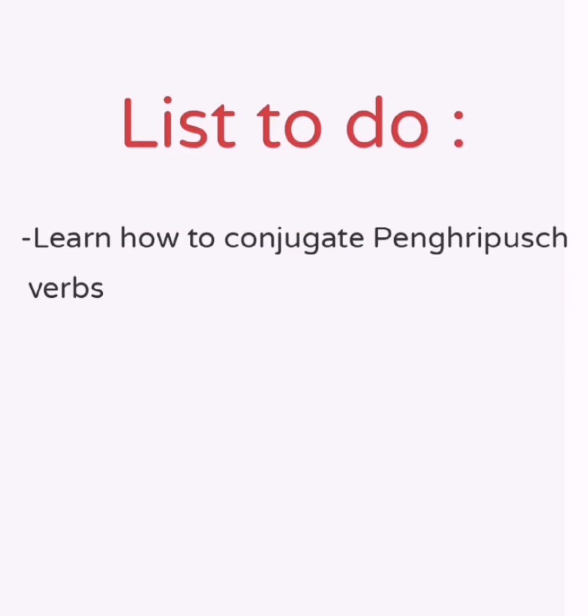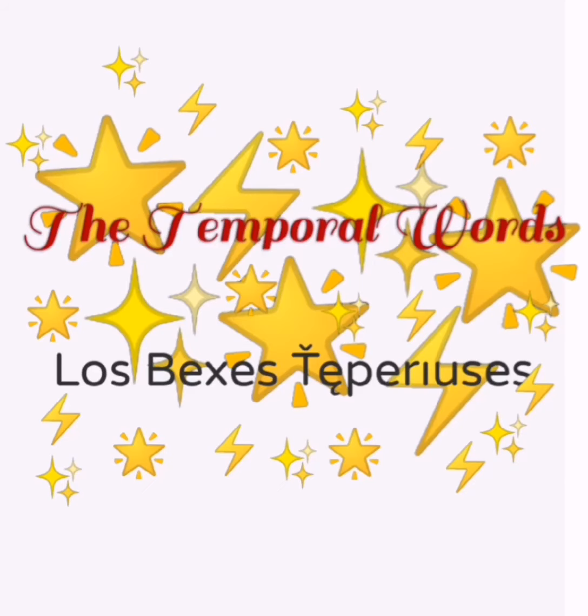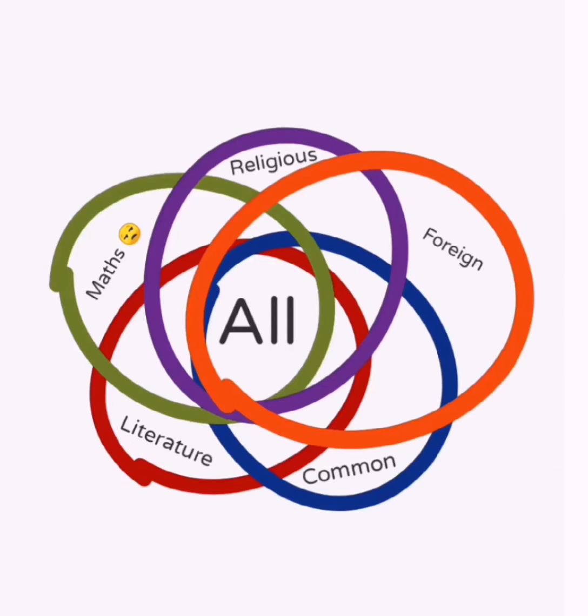Okay, now we know how to conjugate verbs, so when I give you a sentence and ask you to conjugate the infinitive verb in the parentheses, you'll say, sure, but how? You didn't indicate the time to conjugate this verb. And here comes the rule of the temporal words, los bixes temperiuses. In this video, I won't mention all the temporal words, but the most commonly used by the Penghripusch.